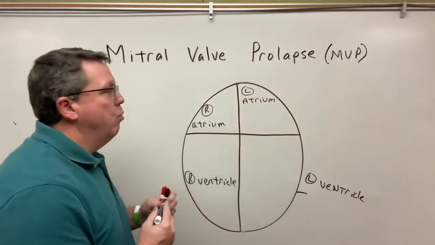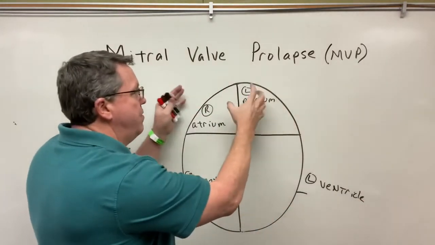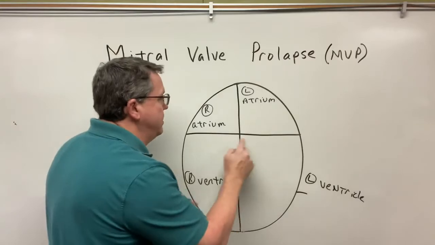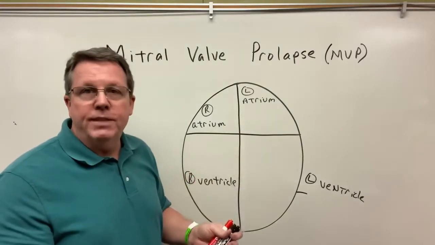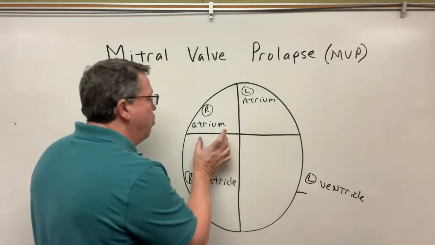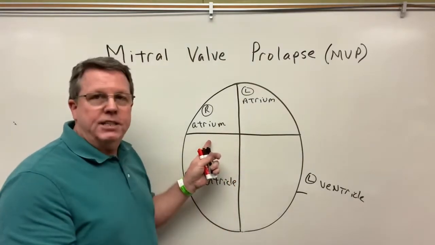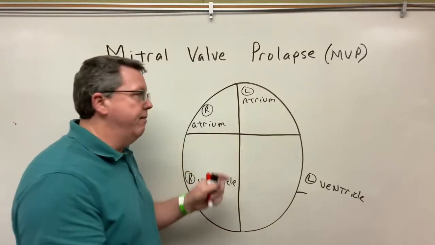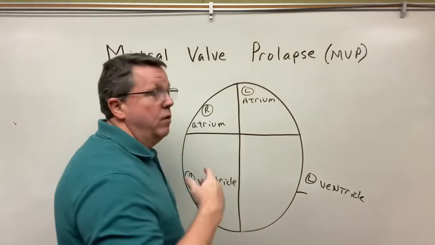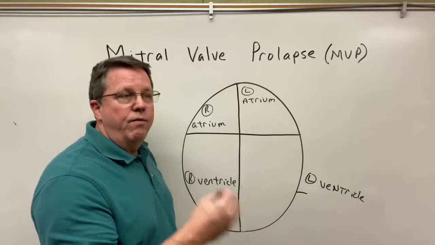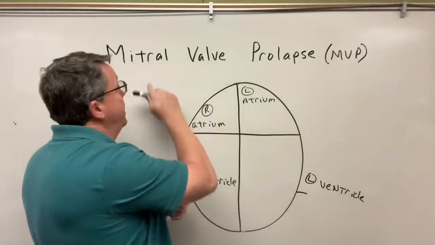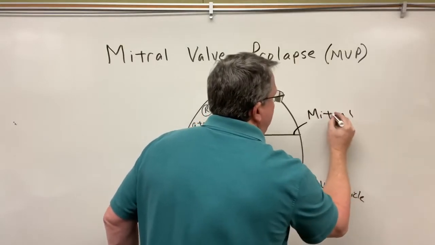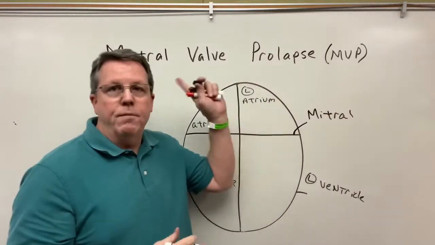Basically, once these fill up with blood, they're going to contract and put blood down into the ventricles. If you notice these lines right here, they represent valves. On the right side, I have a valve called the tricuspid valve, also known as the right atrioventricular valve or the right AV valve. On the left side, I have the bicuspid valve, or the left AV valve, or the left atrioventricular valve, or in this case, the mitral valve. It doesn't really matter what you call it, but we want to call it the mitral valve because we're talking about mitral valve prolapse.